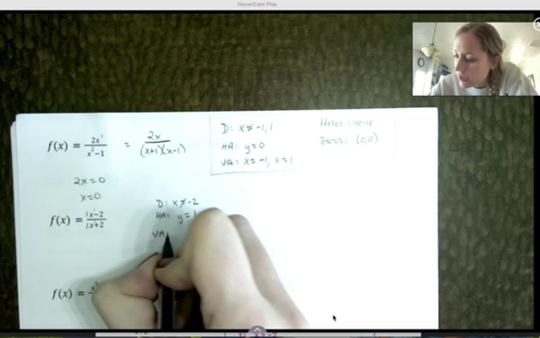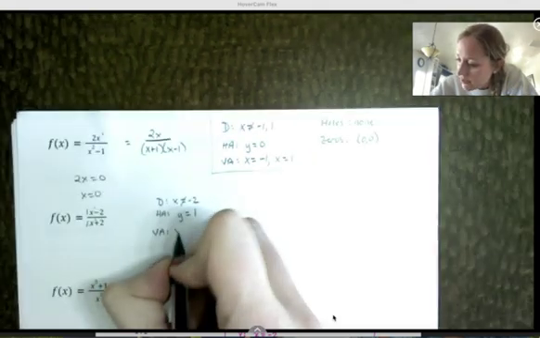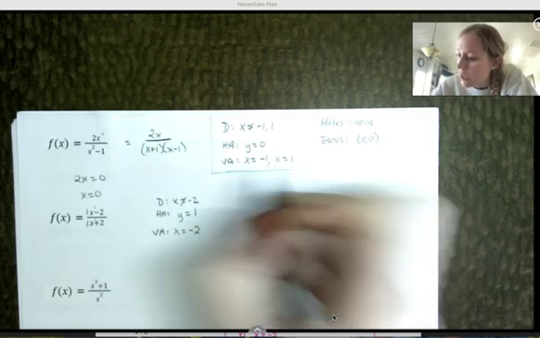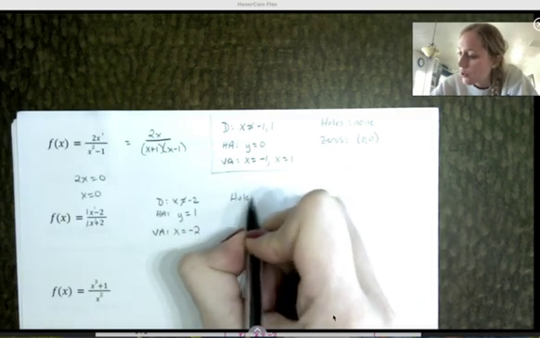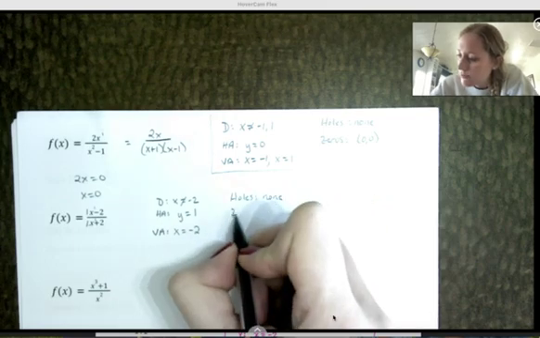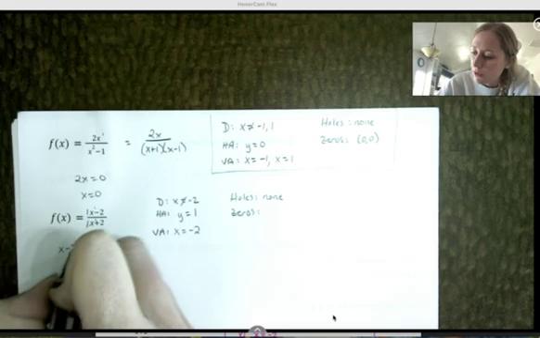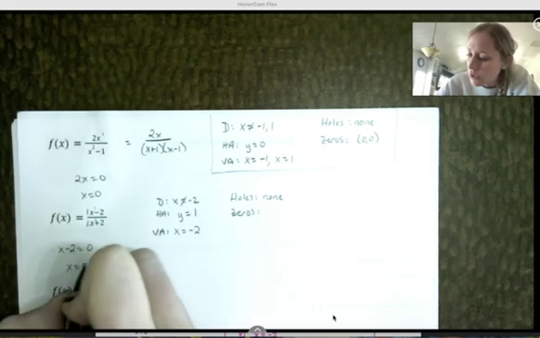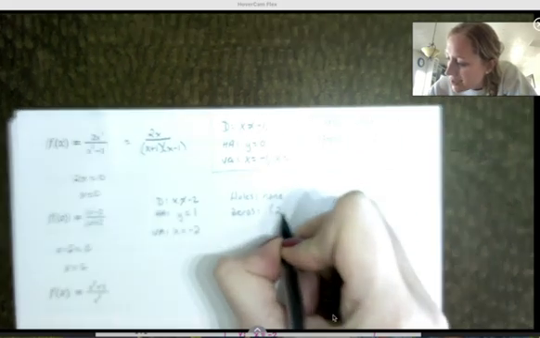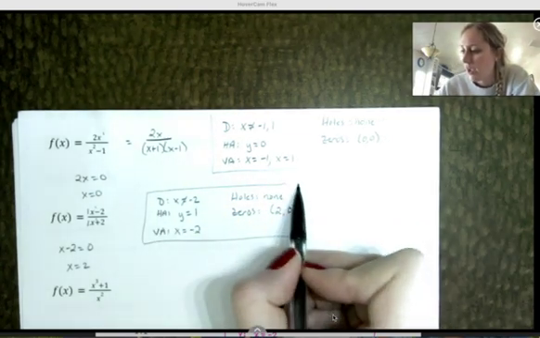Vertical asymptote is that value that makes the denominator 0. So it's x equals -2. There are no holes because there's no common factors. Zeros. Set the numerator equal to 0 and solve. So I've got x minus 2 equals 0. So x equals 2. So the point (2, 0) is where it's going to cross the x-axis.